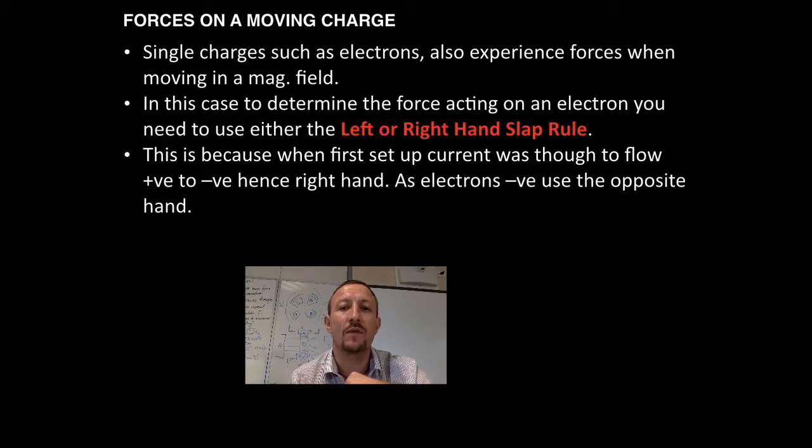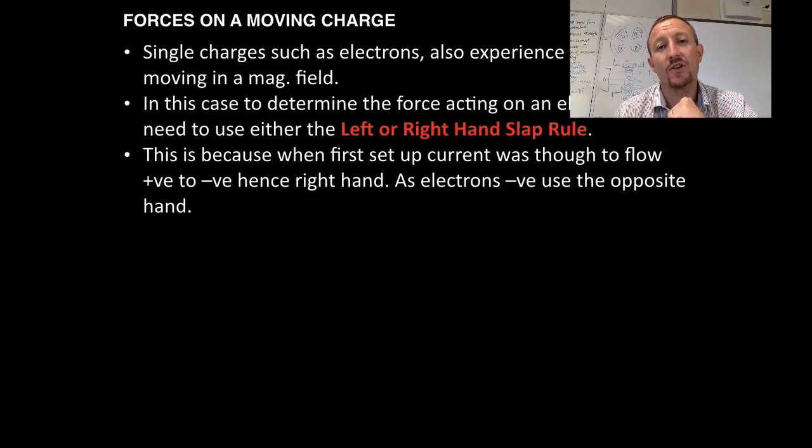So basically the way it works is as follows. If you want to deal with anything positive, you use your right hand slap rule, and that is the principle behind all of the reasons why we use the right hand slap rule when we're looking at the DC motor or when we were looking at a current carrying wire. For a negative charge, we always use our left hand rule.